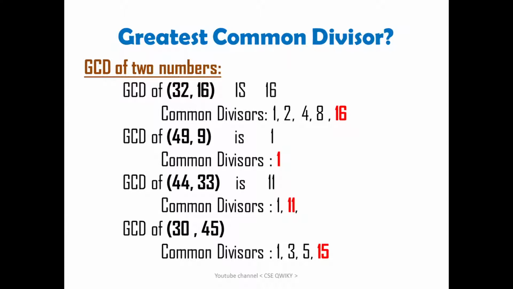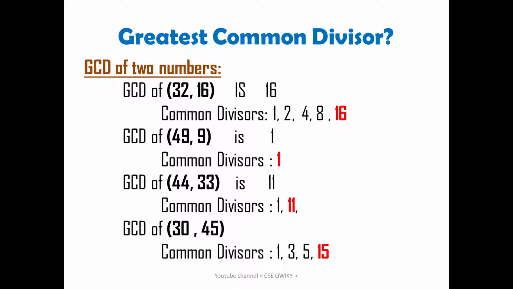If you are working with two numbers, which number divides these two numbers without any remainder? That is said to be a divisor. In that case, there can be many divisors possible for two numbers.